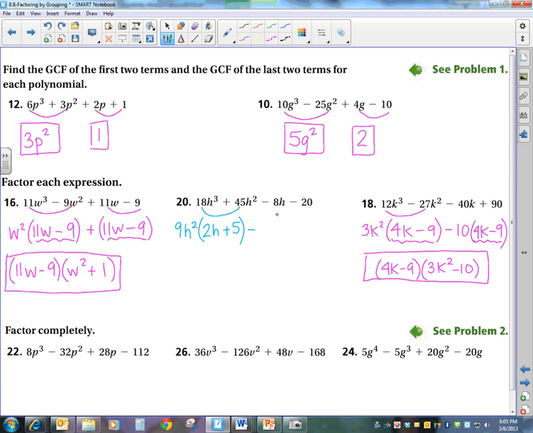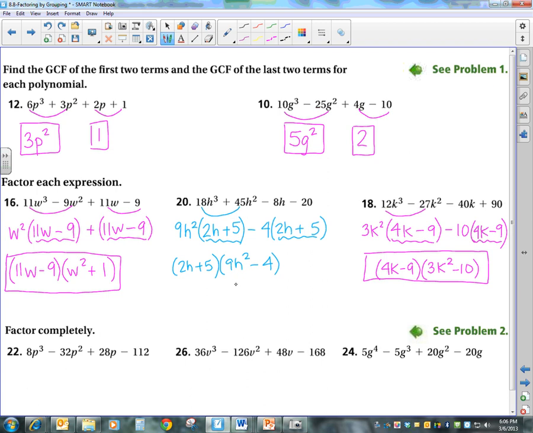So what goes into 8 and 20? Hopefully you can see that's 4. And that leaves me with 2h. And go ahead, 2h plus 5, but you ought to check it to make sure. Negative 4 times 2h, negative 8h. Negative 4 times positive 5 is negative 20. So, once again, this is my common binomial factor. So I have 2h plus 5, and I'm left with 9h squared minus 4.